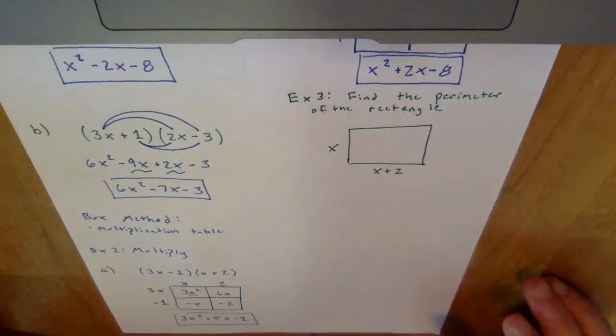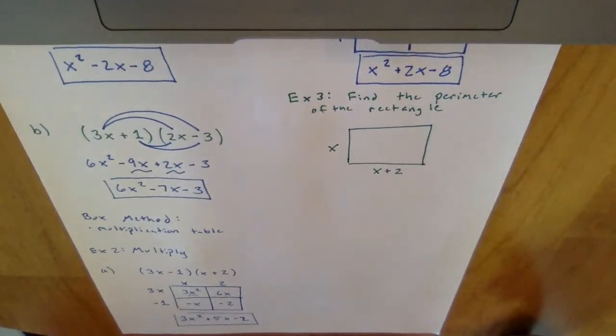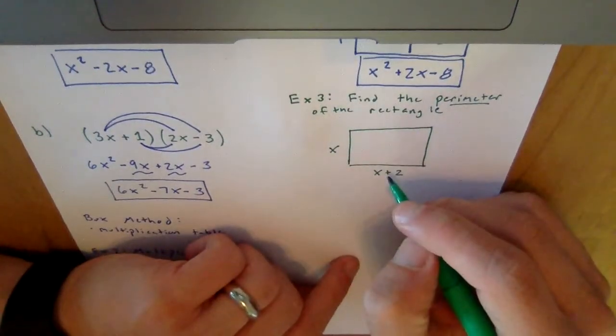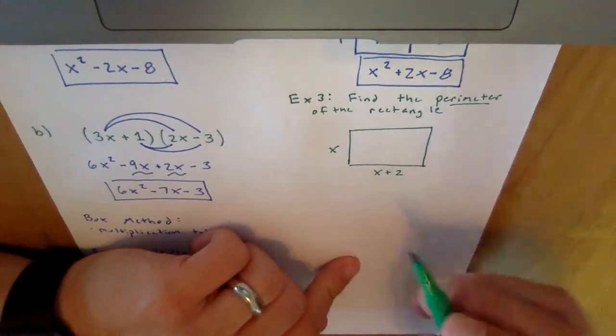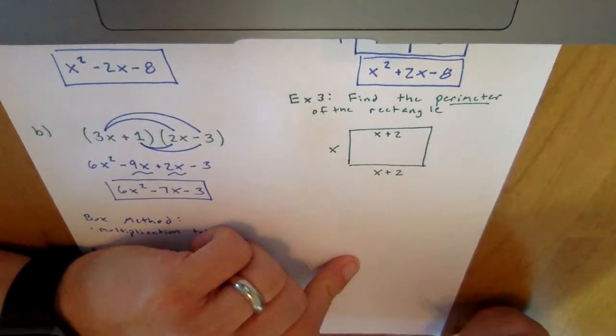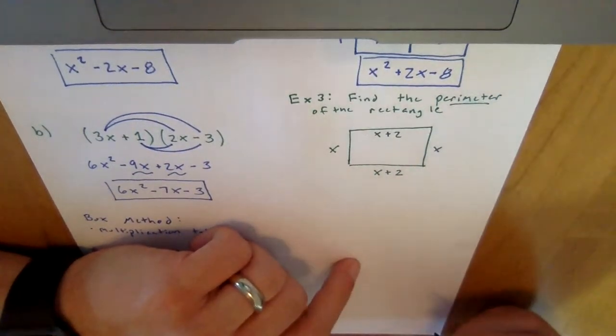And then the last piece I wanted to show you here, I think it shows up on your homework, is to find the perimeter of the rectangle. To find a perimeter of something, we add up all the sides. Okay? So this one, they're telling me it's a rectangle, so I know that the opposite sides are congruent, so this must be x plus 2, and this one over here must be x.